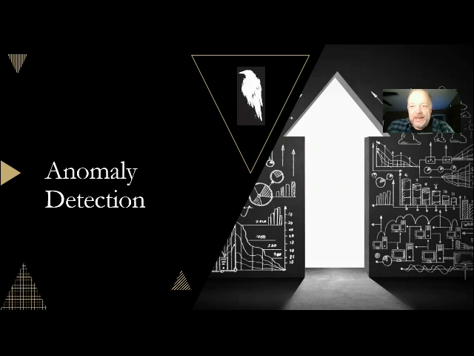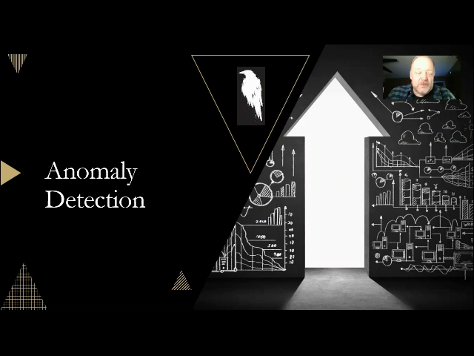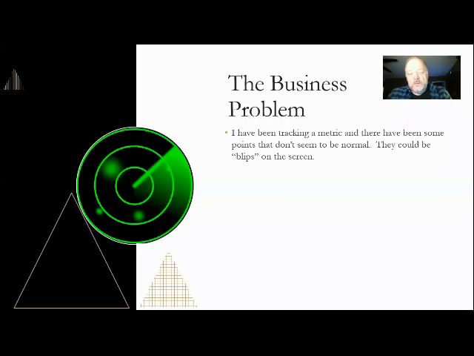After surviving a very interesting 2020, which some may call an anomaly, today we're going to talk about anomaly detection. The business problem we want to solve is that, let's say you're tracking a metric and there have been some points on there that don't seem to be normal or the norm. They could be considered maybe blips on the screen, and you're trying to figure out, is it an anomaly?